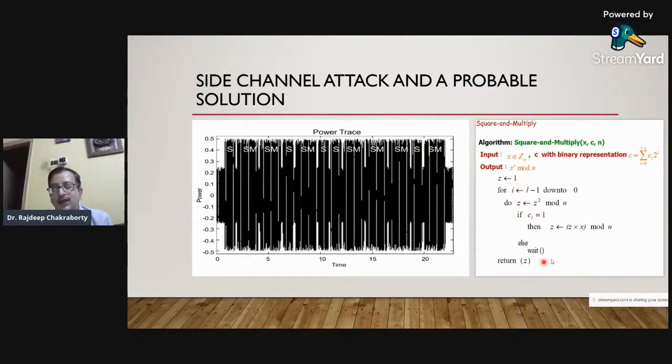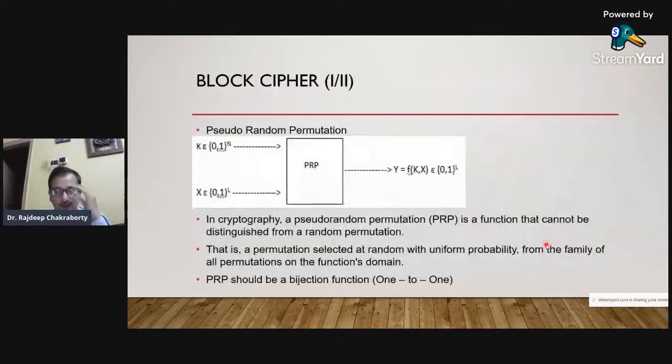We can overcome it by introducing a dummy operation in the else part. Then the power trace will always be the same, but there is a trade-off, because when you add a dummy operation, it consumes more power. So it depends on how much security you need. In the defense sector, you can use this, but in other sectors, you can omit it. It depends on the need. So we have just gone through the square and multiply algorithm.